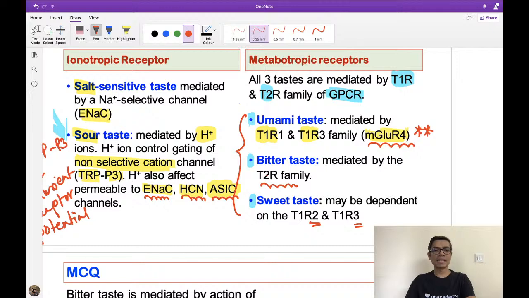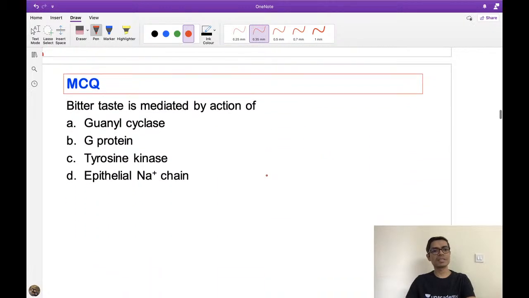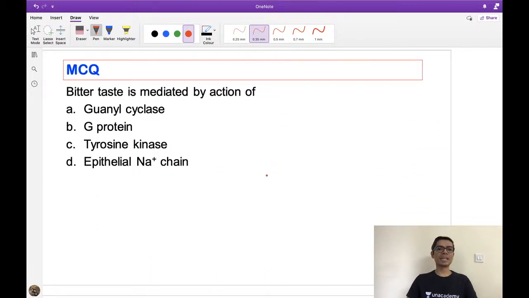Okay, now look at here. So here the question is, bitter taste is mediated by the action of, right? By the action of. So it is a very easy question now. It is a very easy question. So bitter, umami and sweet taste, they are mediated by which kind of receptor? Now you answer. All of you type your answer because you have listened and I want your answer.